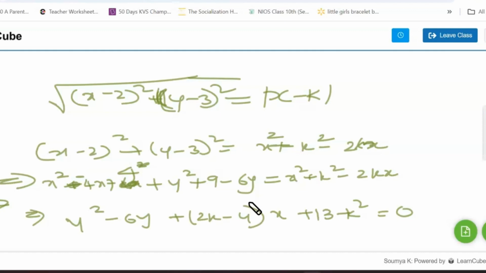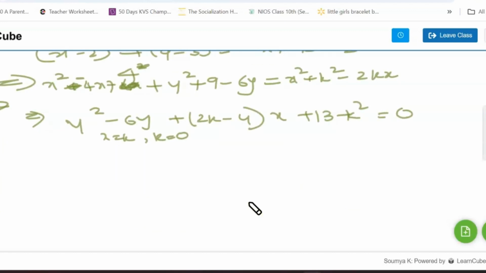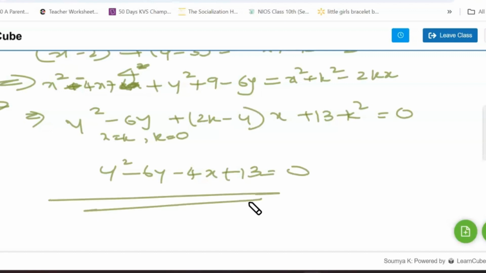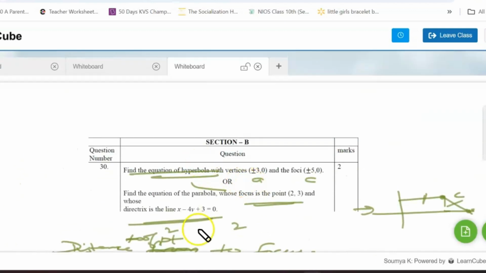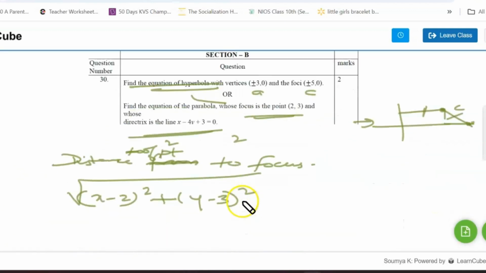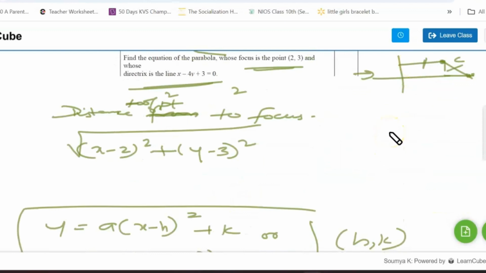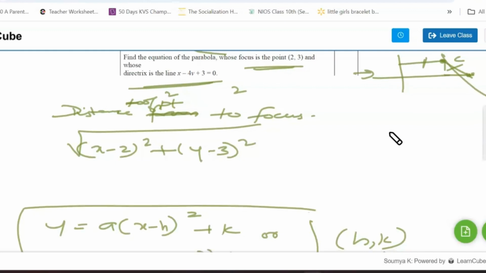Now the directrix is x equal to k, where k is equal to 0. Okay, so in that case, y square minus 6y minus 4x plus 13 equal to 0. So this will be your final answer. Hope you understood how to do this question. You have to know the basics of hyperbola and parabola and their equations as well, and the diagram, which type of diagram matches with which type of figure. Okay, this is a parabola.